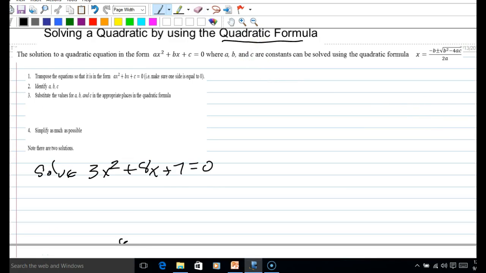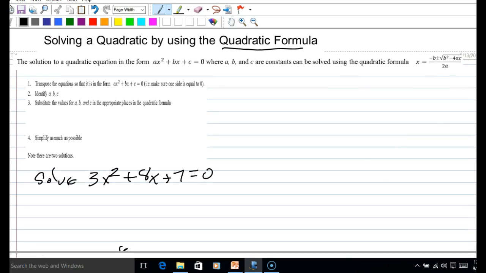Again, we're still solving quadratic equations, and in this particular case, this quadratic is not factorable. So what we need to do here is to either solve this quadratic by completing the square or by using the quadratic formula. So again, I'm going to use the quadratic formula.